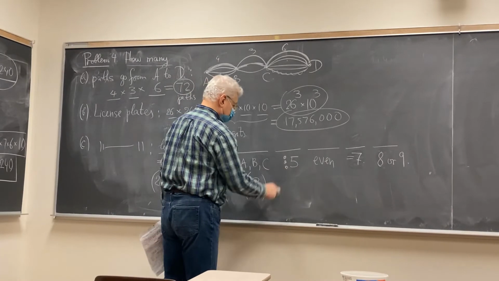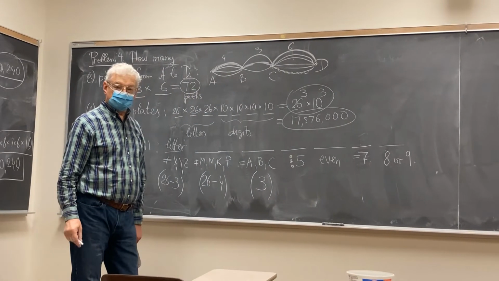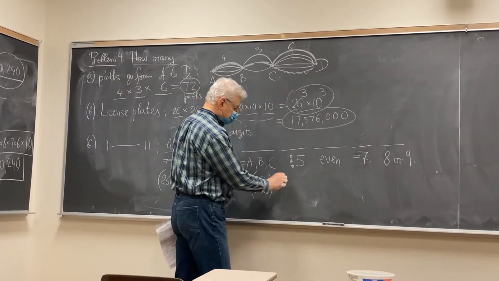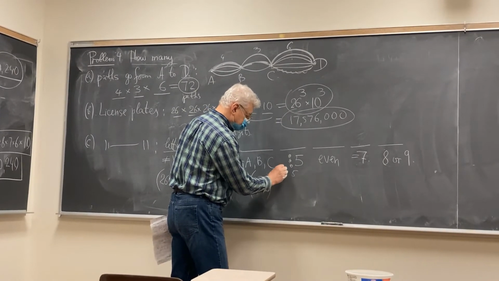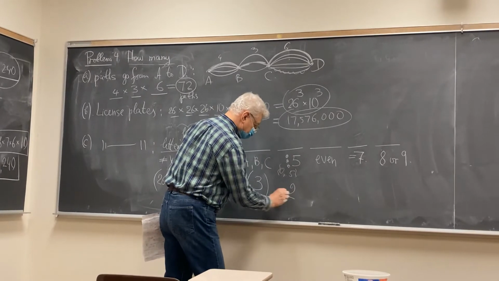How many numbers? So this digit is divisible by 5. What could it be? It's either 0 or 5. You have two possibilities, right? So therefore 2.